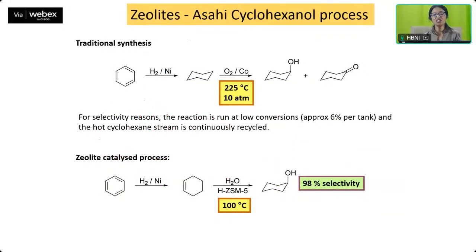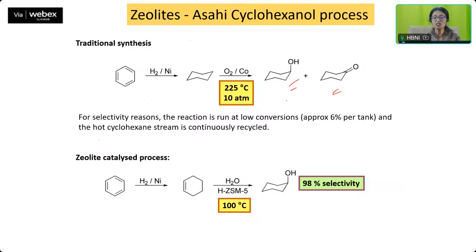So in traditional synthesis, when you are synthesizing cyclohexanol, what you are doing is you are having this benzene, and to it you are adding hydrogen and nickel, followed by adding in some cobalt and oxygen. And what you see is that you get the formation of both the hydroxide as well as a ketone. Okay, so you get cyclohexanol as well as this ketone formation. So for selectivity reasons, this reaction is run at low conversions, approximately 6% per tank, and the hot cyclohexane stream is continuously recycled. So obviously it becomes a very messy and expensive process, right?